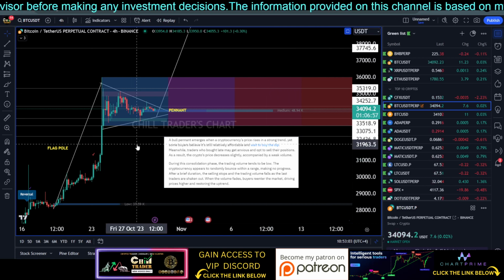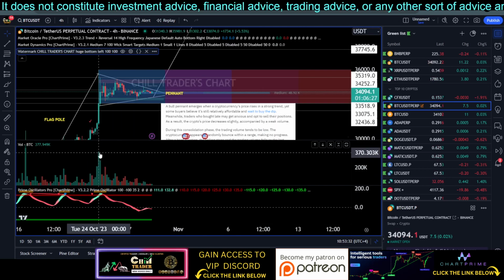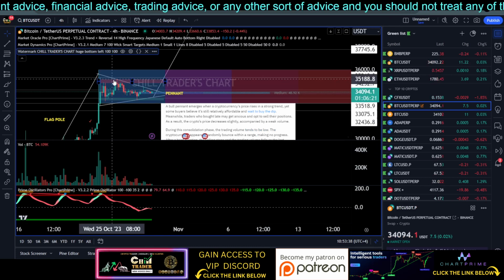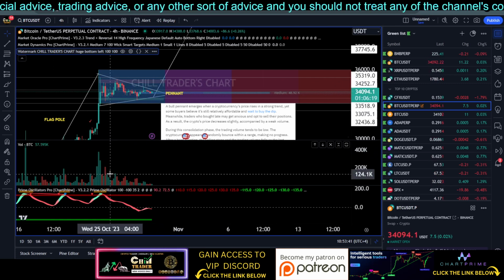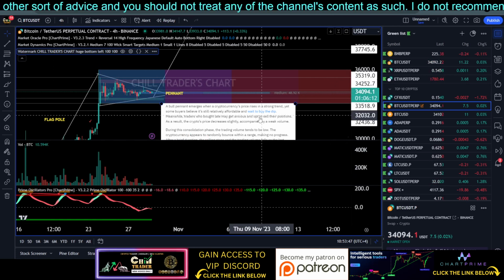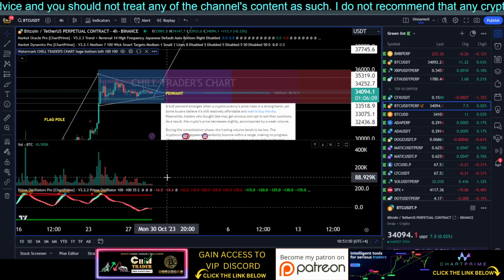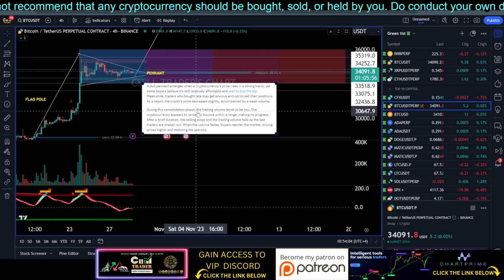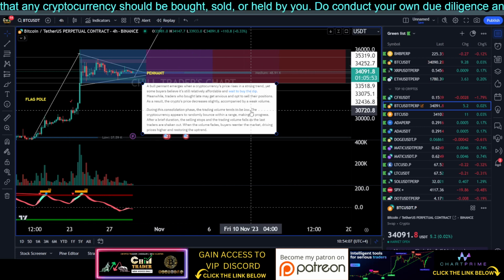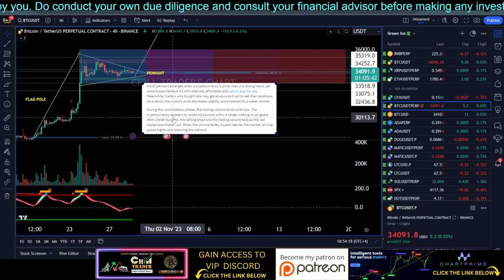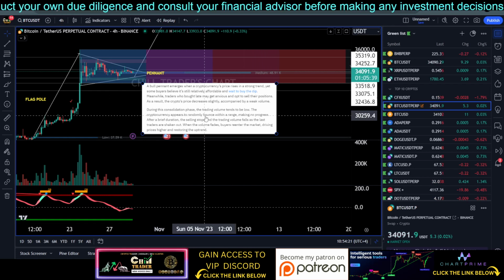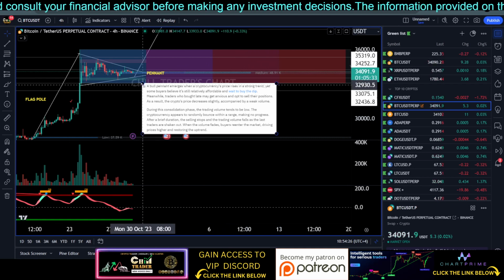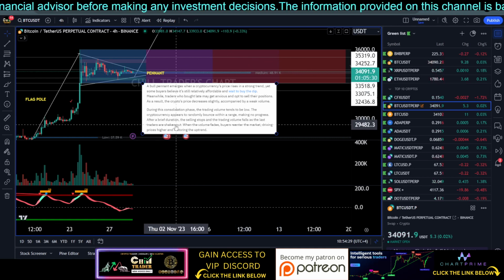So let's check the volume. We had a very strong uptrend here, plus the volume coming in. Right now we are inside this consolidation, inside the symmetrical triangle pattern, and the volume is decreasing, guys, followed by weak volume. So we now have most of the elements. During this consolidation phase, the trading volume tends to be low. The cryptocurrency price appears to randomly bounce within the range, making no progress. All right, so we have almost all the elements here.